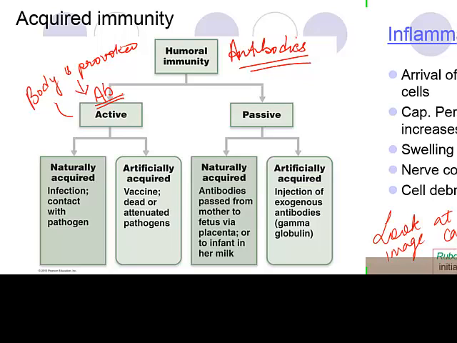In passive immunity, ready-made antibodies are given to the person. So ready-made antibodies are injected into the body. The body is not doing any work. It's sitting passively getting the antibodies. The first one, it's active. It's doing some work.